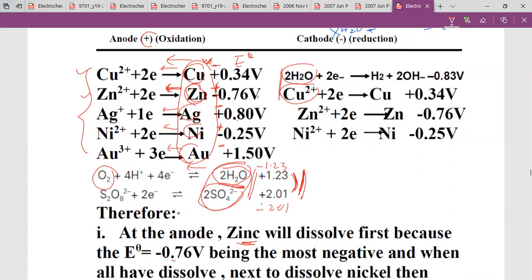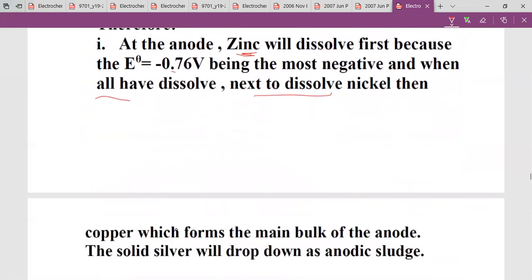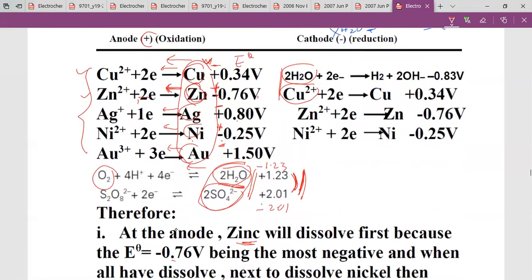After all the zinc has dissolved, which one will be dissolved next, going backwards? Of course, the nickel, which is positive 0.25. It's the next one, the most negative, so the easiest to be discharged is nickel. When all the zinc has dissolved, nickel will be next to dissolve, to give the electrons here.